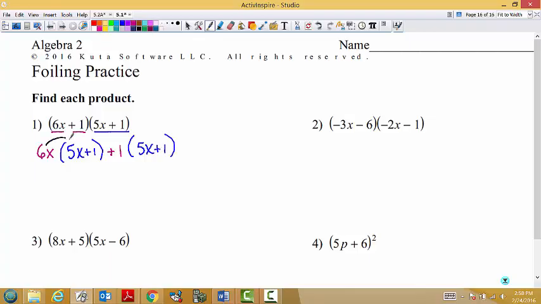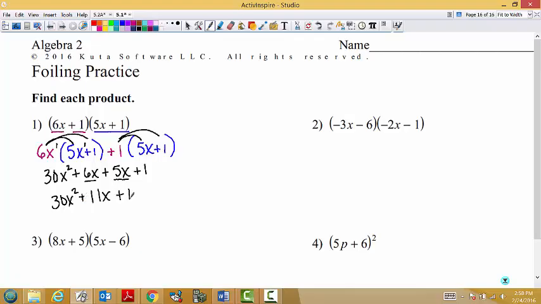Alright, so you're going to do 6x times 5x. And remember that you multiply your numbers, and you add your exponents. 1 and 1 makes 2. So 6 times 5 is 30. 1x times 1x is x to the second. Okay? And then 6x times 1, that's plus 6x. And then 1 times 5x, plus 5x. And then 1 times 1. And then you combine your like terms. 6x plus 5x is 11x. You bring down the 30x squared. You bring down the plus 1.